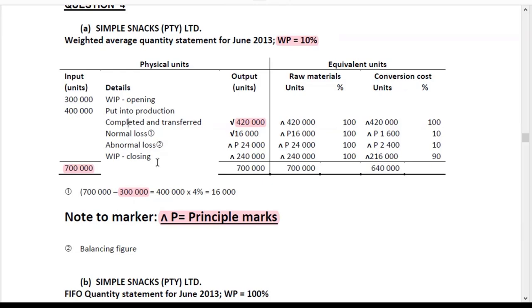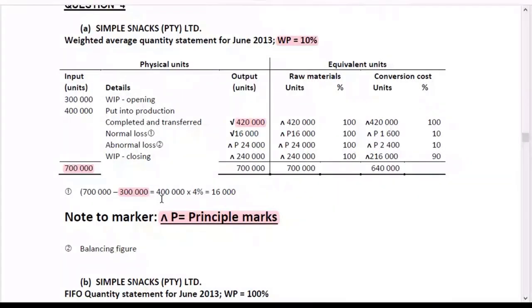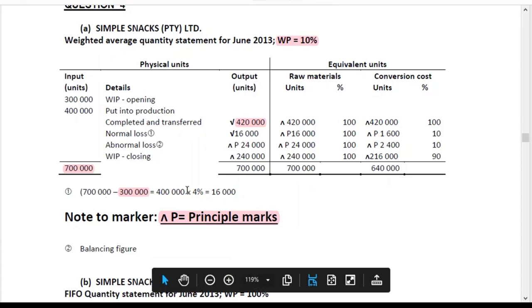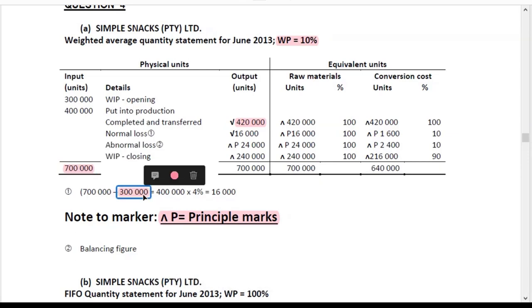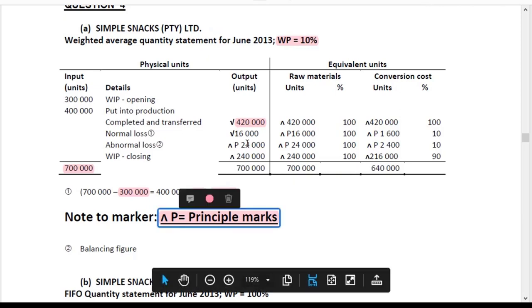Then with the closing WIP, where was it? Closing WIP was also after. So you keep it. It was after the wastage point, so you keep it according to the rule. That means that you don't deduct it from the 700,000. So as a result, it's 700,000, which is this input, minus the 300,000 of your opening WIP. Then you show the size, which is 4%, and your normal loss is 16,000. Look, guys, they give you a principal mark for noting where your normal loss should be.